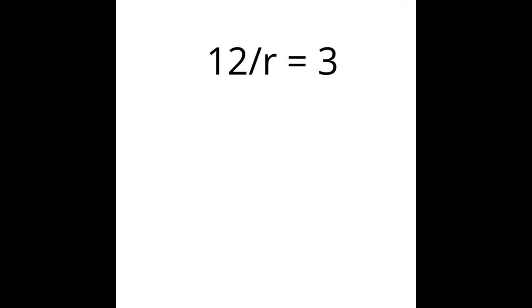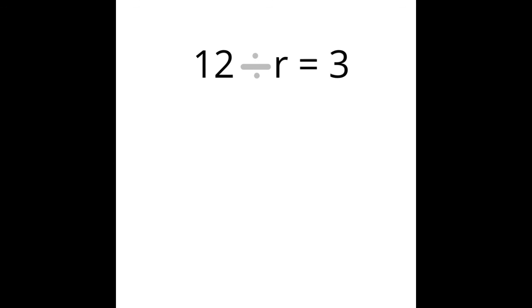You also might see a division problem written like this, where it looks like a little slash. It means the exact same thing. All that means is 12 divided by a number equals 3. Again, I know my math facts really well. I know that r has to equal 4. In the last example here, we know that we can use the traditional division sign, and obviously that still means division. So we have 12 divided by a number equals 3. Again, that number, because I know my facts really well, has to equal 4.